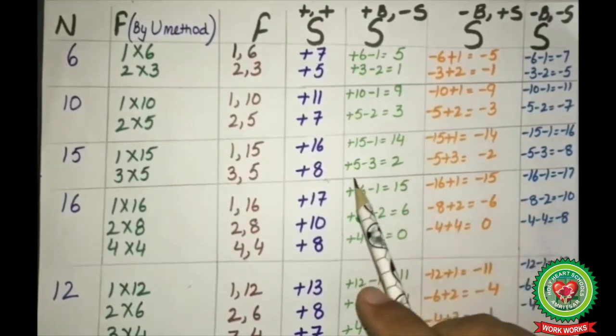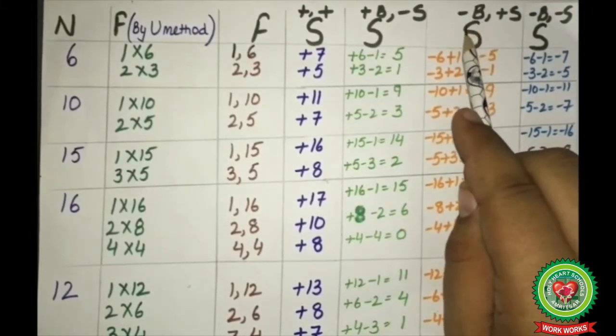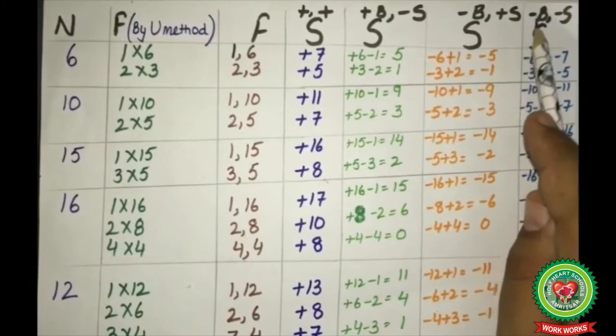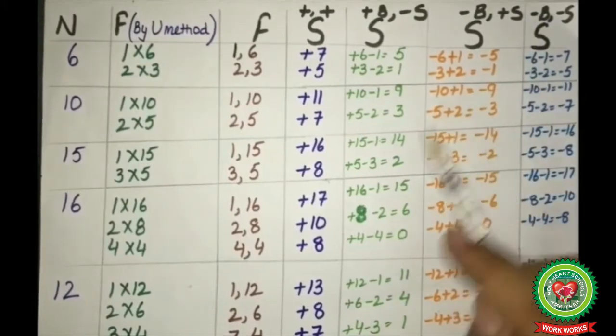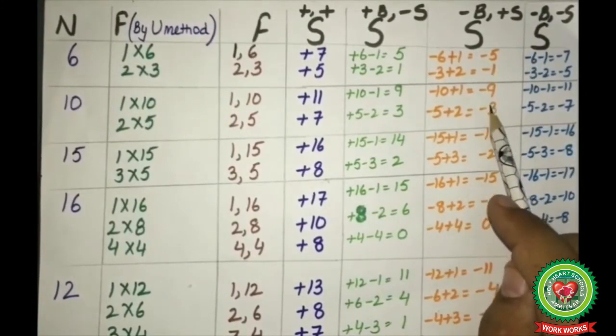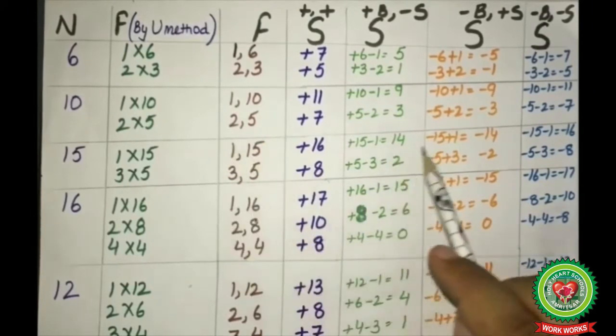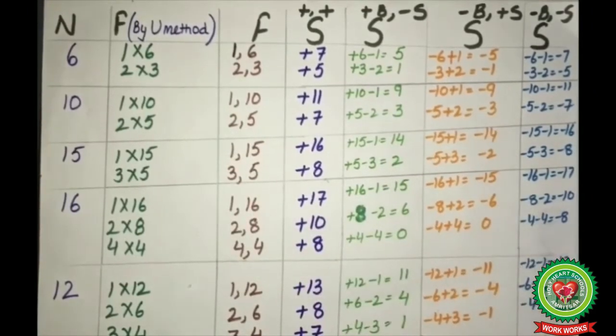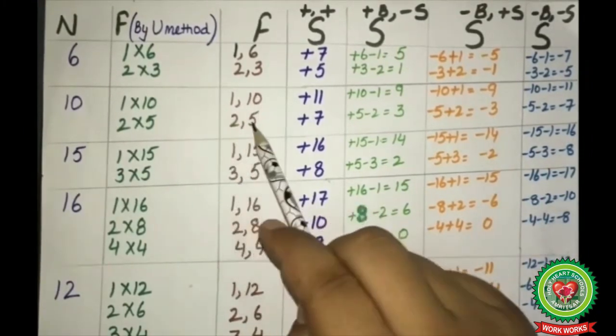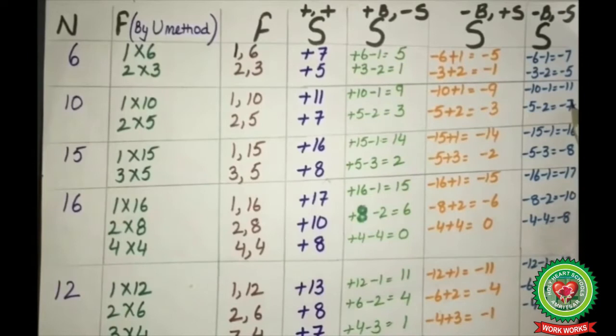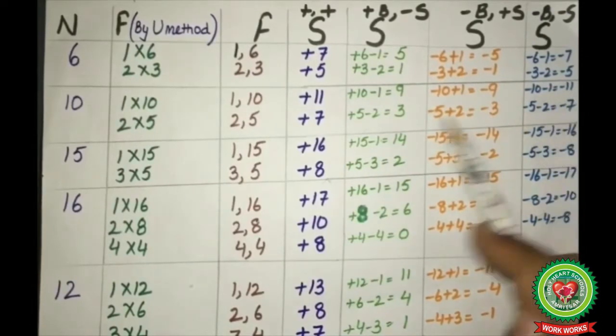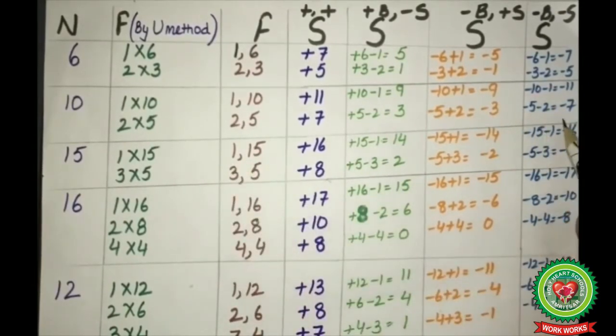In the third case, the bigger factor is having a minus sign and the smaller factor is having a plus sign. The sum of 10 and 1 will come out to be minus 9 and of 5 and 2 it will come out to be minus 3. In the last case, when both the factors are having a minus sign, the sum of 1 and 10 will come out to be minus 11 and of 2 and 5 it will come out to be minus 7.